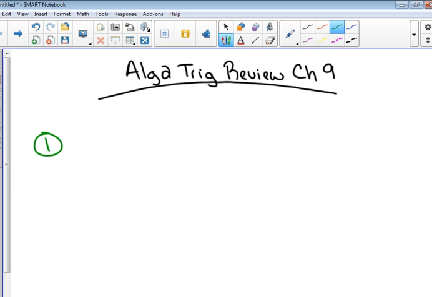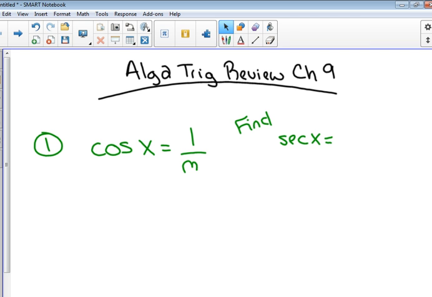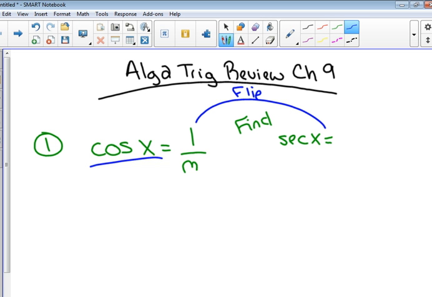Okay. For your first question, if I give you something like this, cosine of f equals 1 over n. Find the secant of f. It's kind of like the stuff you're doing right now. They want the secant, and secant is the reciprocal of cosine. So what did you do with the fraction? Just flip it. Good. Because cosine and secant are reciprocal functions. So you just flip it and you get n over 1, or just n.